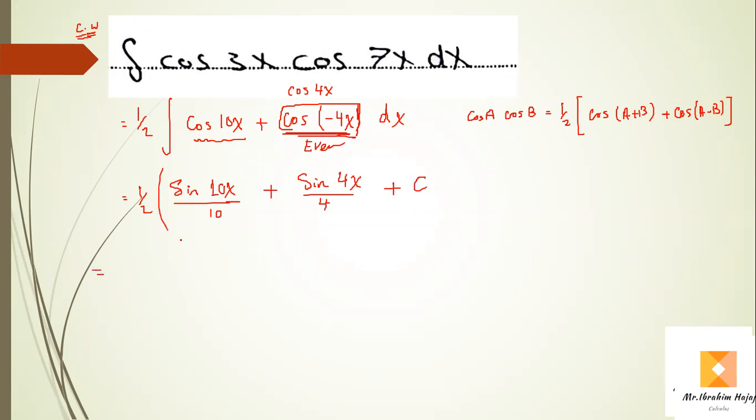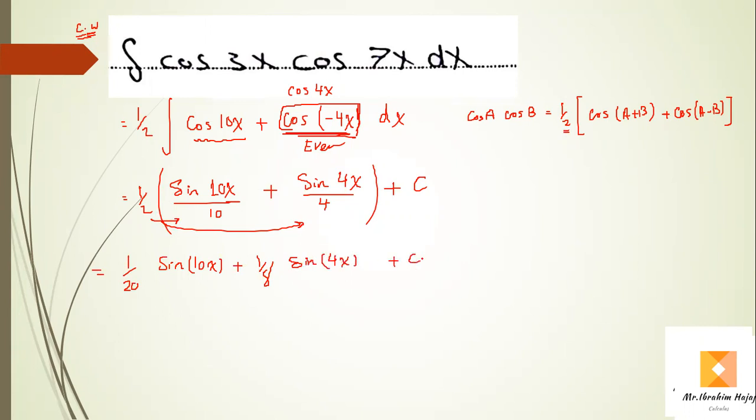And the final step, don't forget to multiply by the half outside. We multiply the half with each denominator. So it becomes 1 over 20 sine 10x plus 1 over 8 sine 4x, plus c.